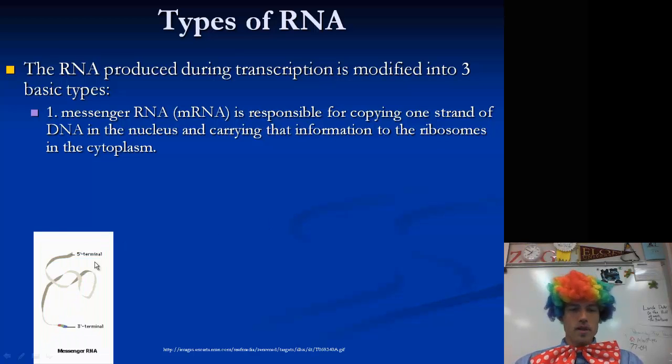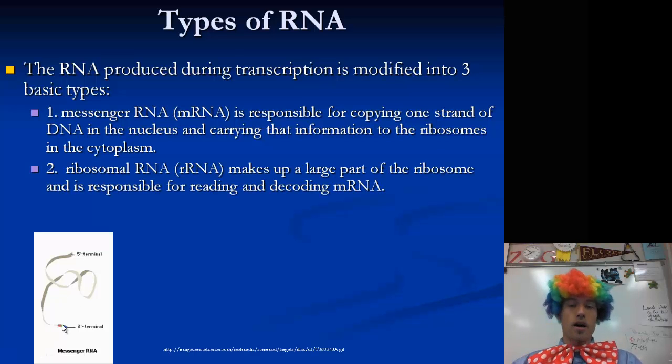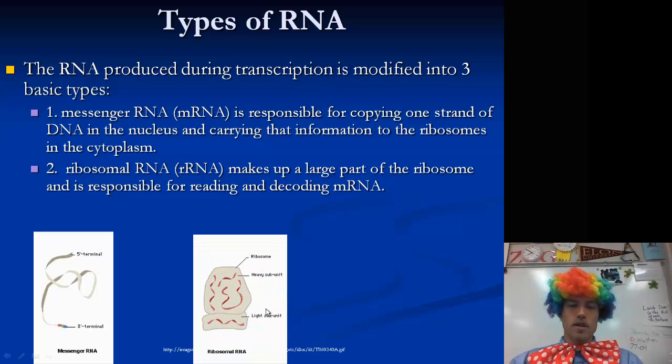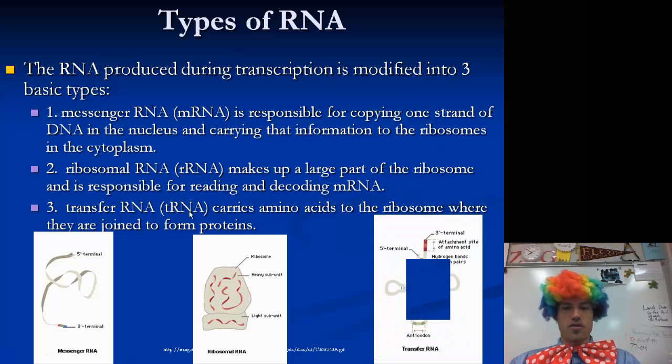It's just a long strand. Then we've got ribosomal RNA. RNA makes up a large part of the ribosome. There's a little bit of protein in there as well, but a ribosome is mostly made up of rRNA, or ribosomal RNA. And that's got two pieces to it, a heavy, large unit, and then a small unit. And then finally, we've got transfer RNA, or tRNA. That's what carries the amino acids to the ribosome where they are joined to form proteins. So transfer helps to move the amino acids into the correct position.